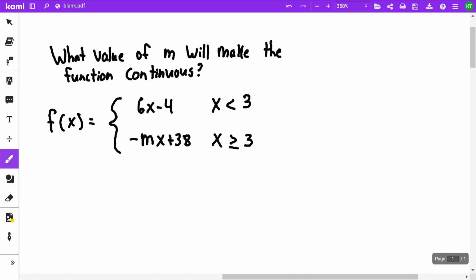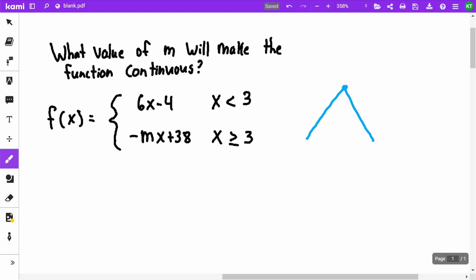All right, so for a question like this, it's asking what value of m will make our function that we have here continuous. And just to remember, a continuous piecewise function means that there's going to be no jumps or breaks in it. For example, we see 6x minus 4, so we know it's going to be a positive slope. And then at some point there's going to be a point where they connect, and we're going to have my negative slope afterwards. I know it's going to be negative because I have a negative in front of my m.